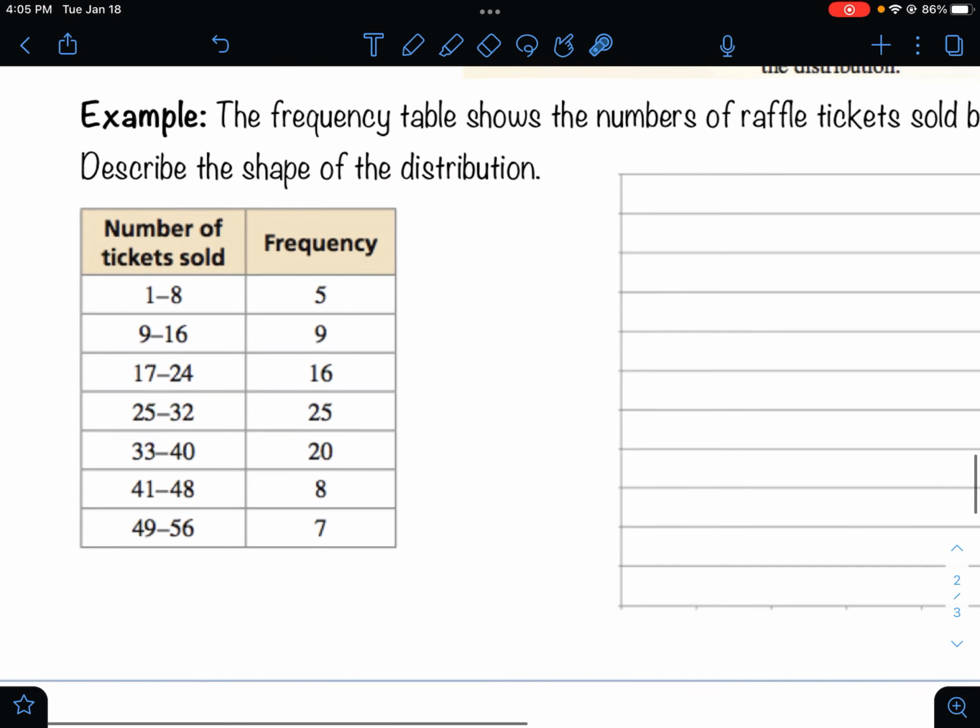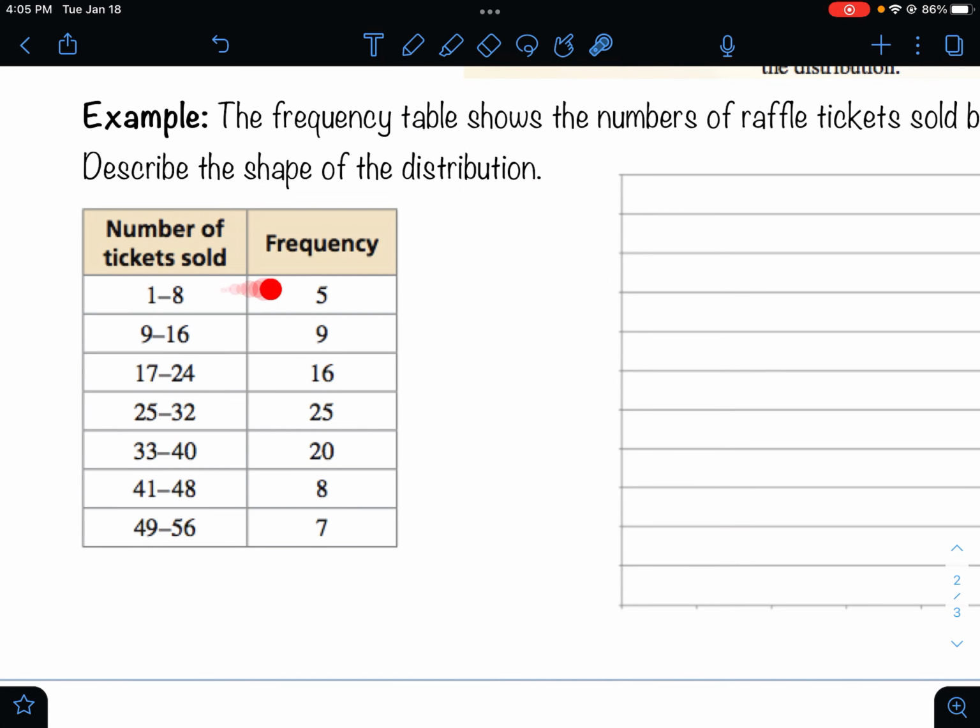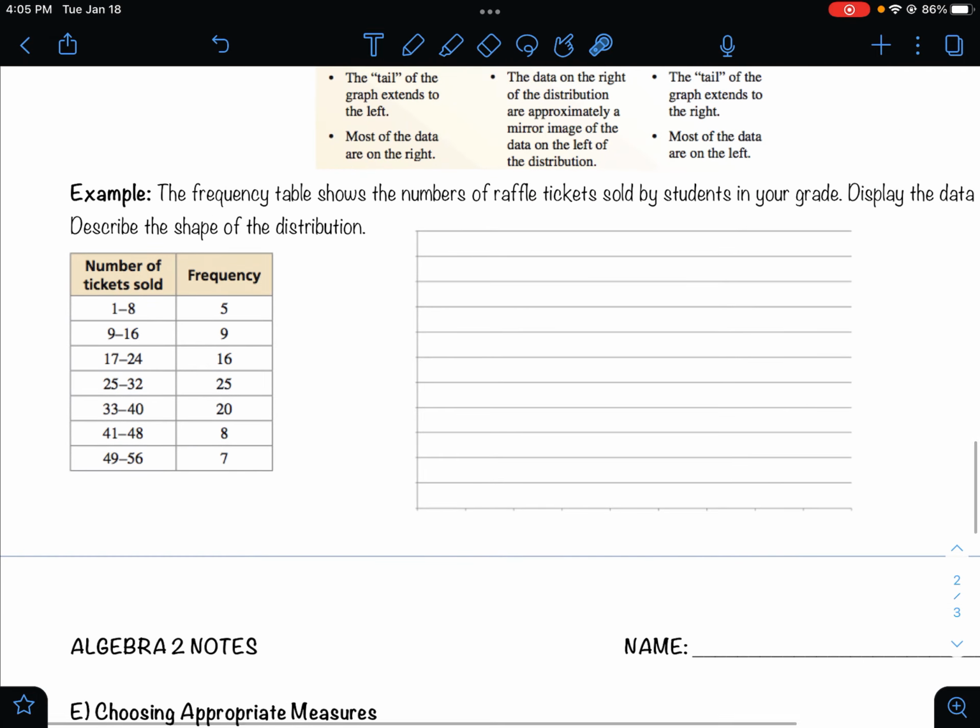So on the left over here, you see that these are raffle tickets sold, and then how many people sold this many raffle tickets. So this is a range, 1 to 8 tickets. 5 people sold 1 to 8 tickets. 9 people sold 9 to 16 tickets. 16 kids sold somewhere between 17 and 24 tickets. And so what you do is you just simply make a bar graph based on this data.